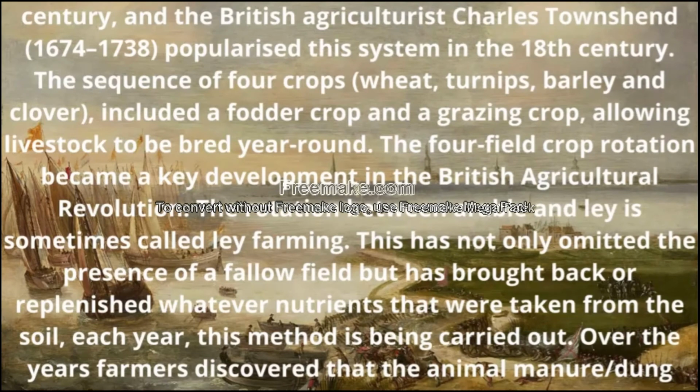The rotation between arable and lea is sometimes called lea farming. This has not only omitted the presence of a fallow field but has brought back or replenished whatever nutrients were taken from the soil each year.